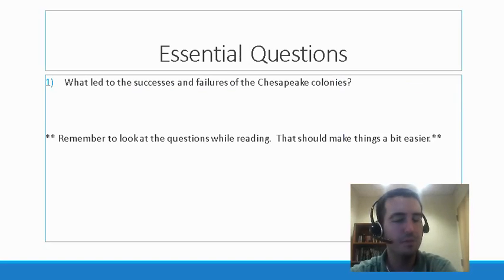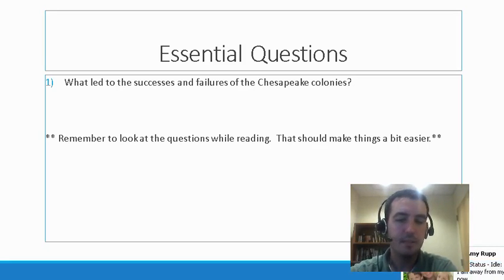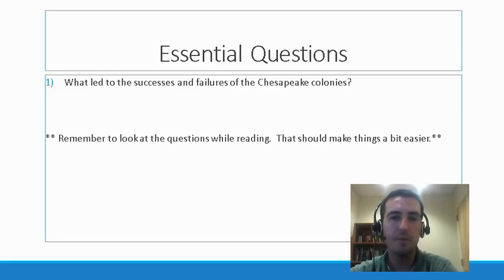The essential question is only one for this one. These are the questions that I want you to think about while you're reading, and a question that you should be able to answer when the lesson is over. What led to the successes and failures of the Chesapeake colonies? So things that worked well for the Chesapeake colonies, why did they work well? And things that failed for the Chesapeake colonies, why did they fail?